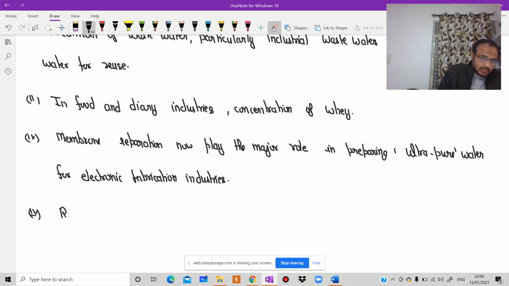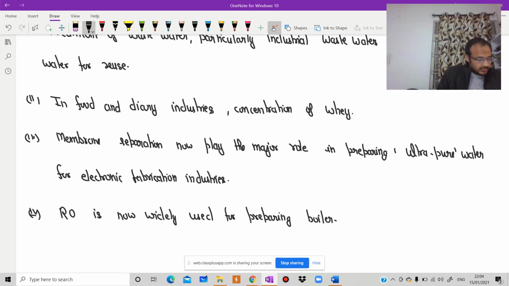Next, RO is now widely used for preparing boiler feed water.